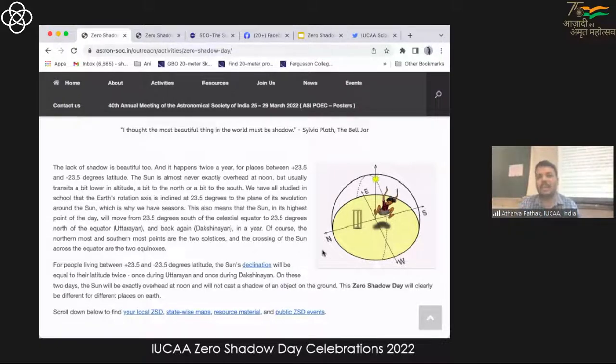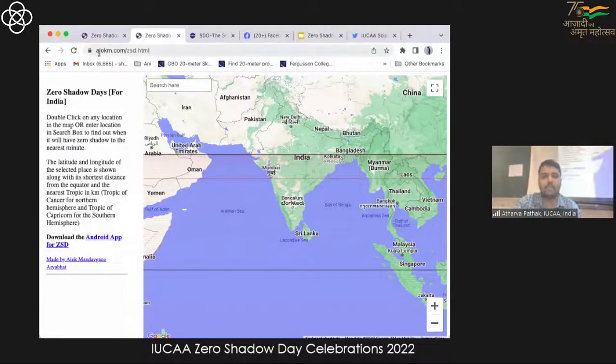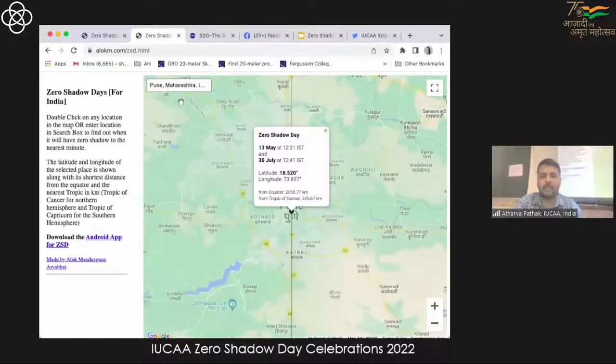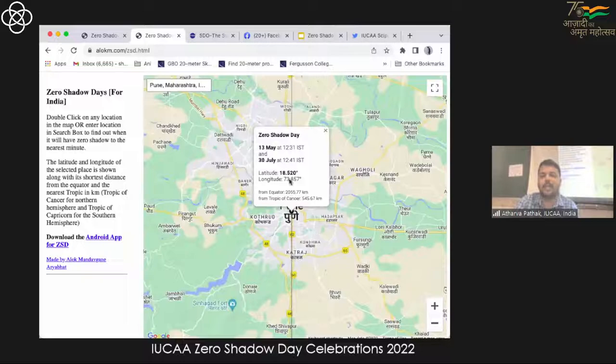So to find out when and how the zero shadow day occurs, let's look at this web page. This web page is created by Alok for the Astronomical Society of India with help from a couple of colleagues. What is interesting is you can just type your city name. Let's say I type Pune, I can immediately get the zero shadow day dates, timings, and the latitude and longitude of my location.